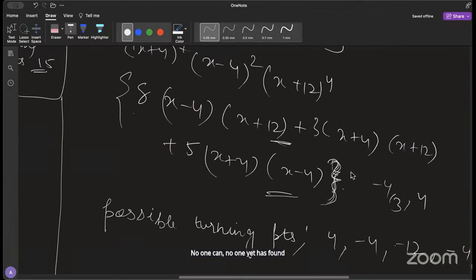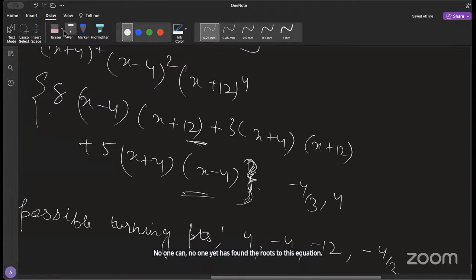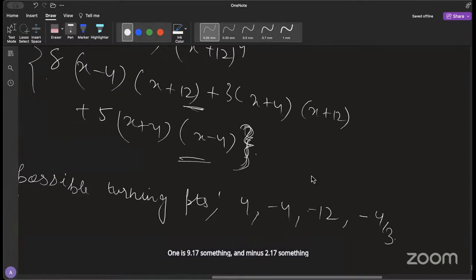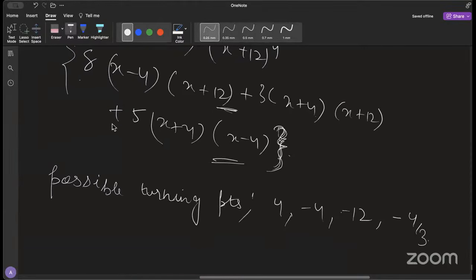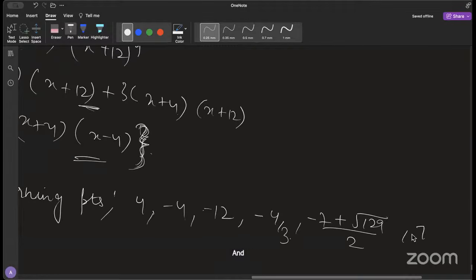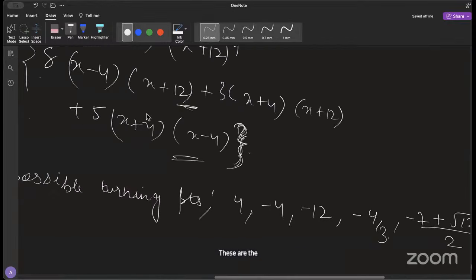No one yet has found the roots to this equation. Or should we solve it? Yes, ma'am. I have found there are two roots. One is 9.17 something and minus 2.17 something. No, not in points. Just tell me in fractions. Ma'am, I have put the graph in the Desmos app, so it is giving me in points. Okay, it's -7 plus square root of 129 by 2 and -7 minus square root of 129 by 2. These are the roots of this quadratic equation, this one.